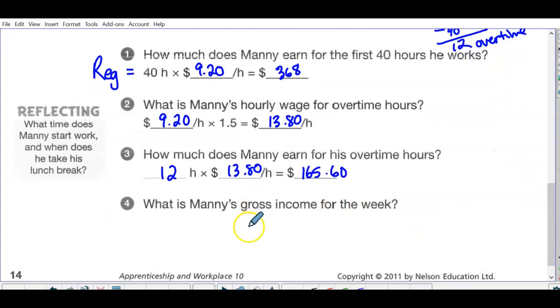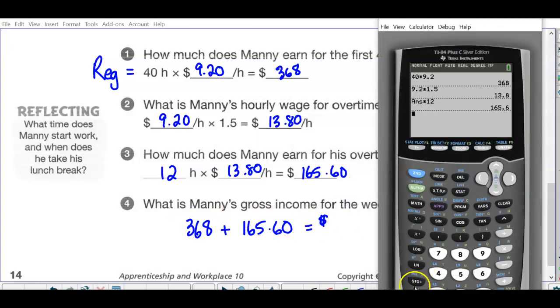Okay, so gross income for the week, we want to add 368 plus 165.60. I don't have the dollar signs here, but for sure at the end, I need to have them. I'm just going to press add 368, any calculator, same thing. So $533.60. That's his gross pay for the week.